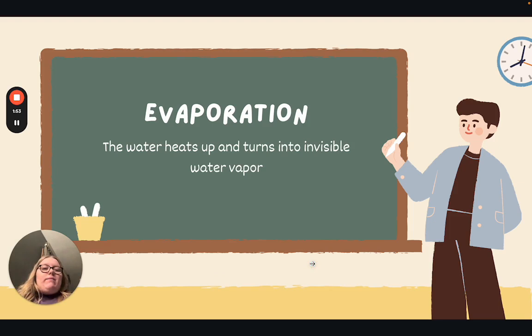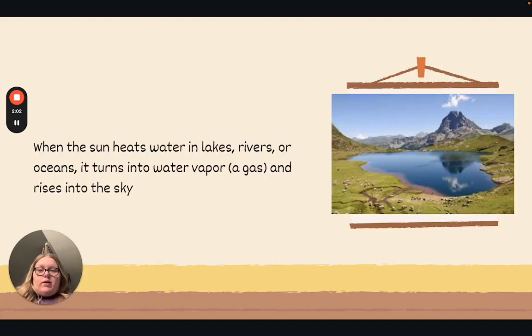So a main factor in how clouds form is through evaporation. So the water heats up and turns into invisible water vapor. This happens because the sun heats up water sources, or lakes, rivers, and oceans, and it turns water into water vapor, which is a gas, and it rises into the sky because hot air or heat rises.